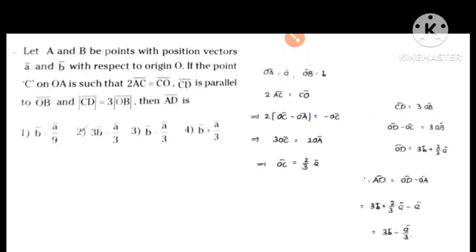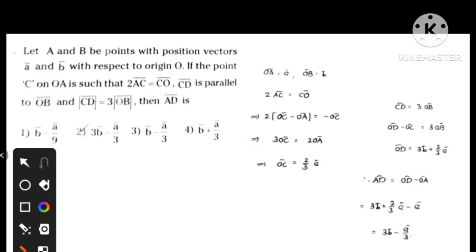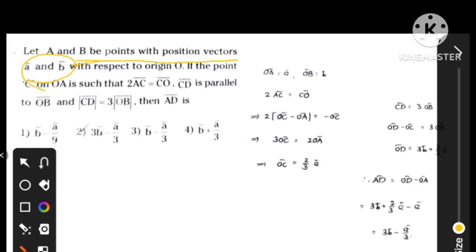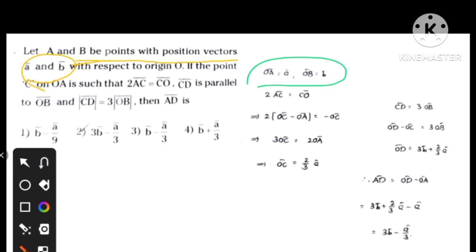Okay, see the problem. The question is: if A and B are two points with position vectors a bar and b bar, that is given here clearly, OA bar is equal to a bar and OB bar is equal to b bar. And also given that C is a point on OA such that 2 into AC bar is equal to CO bar. So this condition is given: 2 AC bar is equal to CO bar.